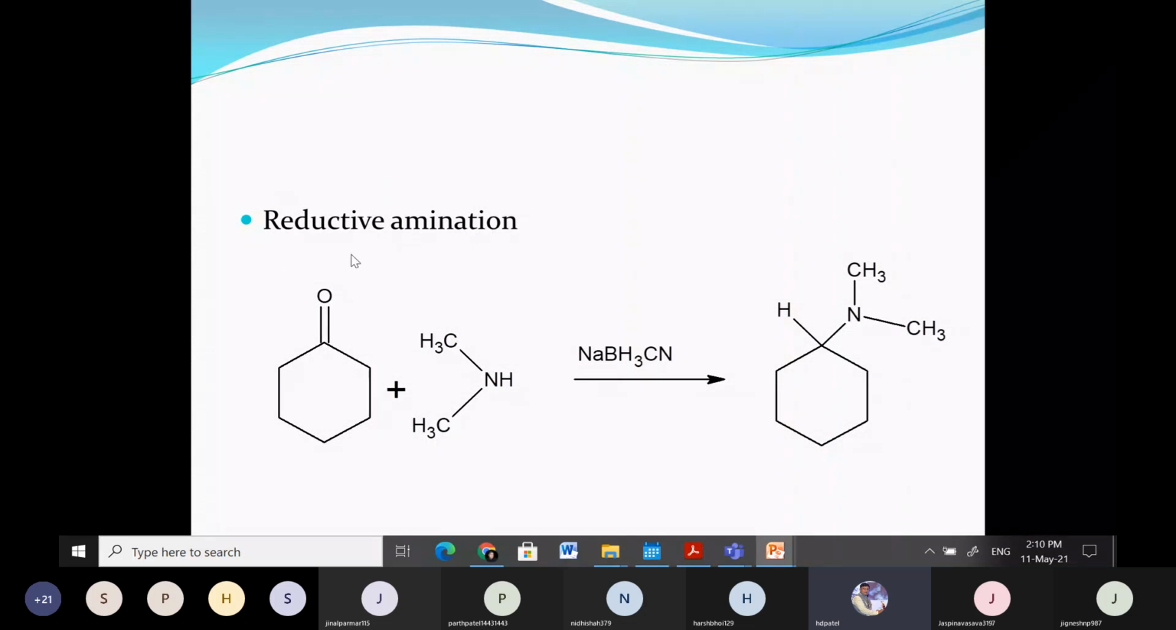Why? As I said, in this reaction amination takes place. Here you can see nitrogen is introduced, so amination takes place, and at the same time hydrogen is also introduced, so reduction also takes place. So two reactions take place with the support of this one reagent, so it is known as reductive amination reaction.